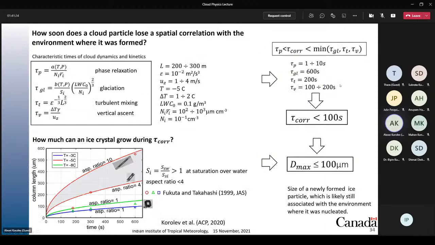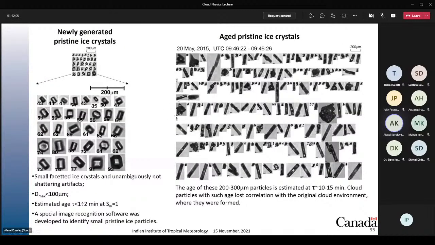So that's a busy slide, and I don't want to jump into it; you can look at it later on. The correlation time when small ice crystals, secondary ice, are still associated with the environment is estimated as less than 100 seconds. And during this time, assuming that it's a mixed phase environment, the splinters may grow up to 100 micrometer ice particles, assuming that they have a hexagonal shape, hexagonal columns.